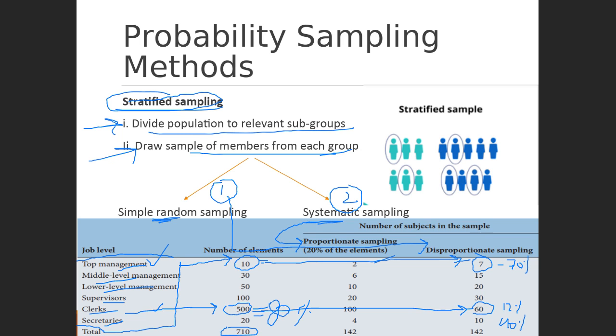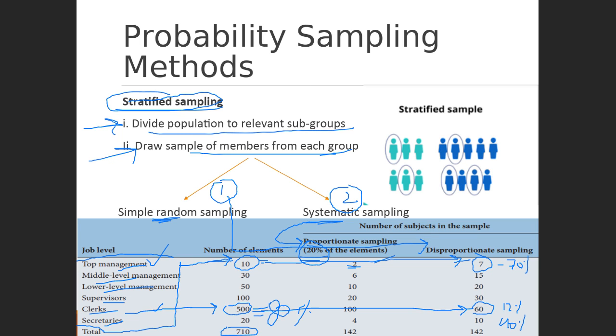So that is why we call it disproportionate sampling: when you divide the population into relevant subgroups and then draw a sample of members from each subgroup randomly, you run the risk of overrepresenting or underrepresenting some subgroups. On the other hand, if you're using proportionate sampling, you devise a systematic formula that you will select only 20% of each subgroup. For instance, if there are 10 members of top management, you will select 20%, which amounts to 2.